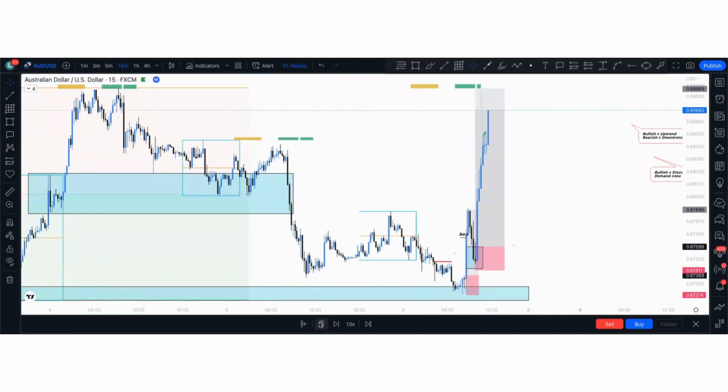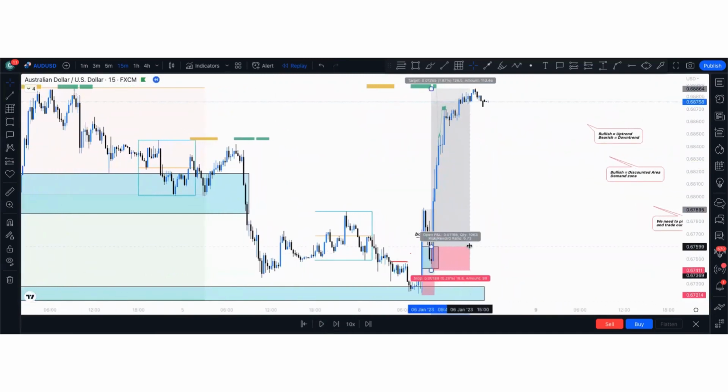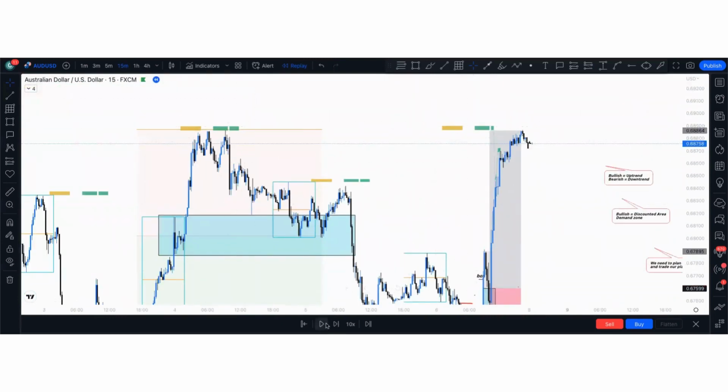So let us see. Okay. So as you can see, it reaches the target and sweeping all the liquidity above this area.